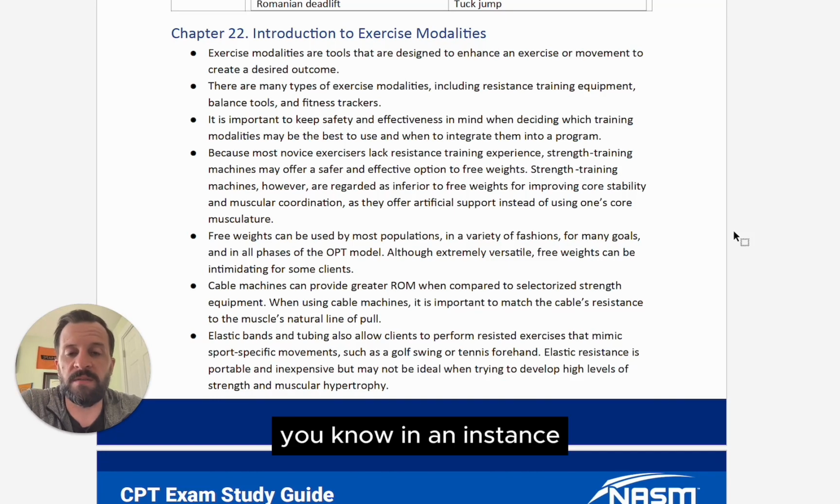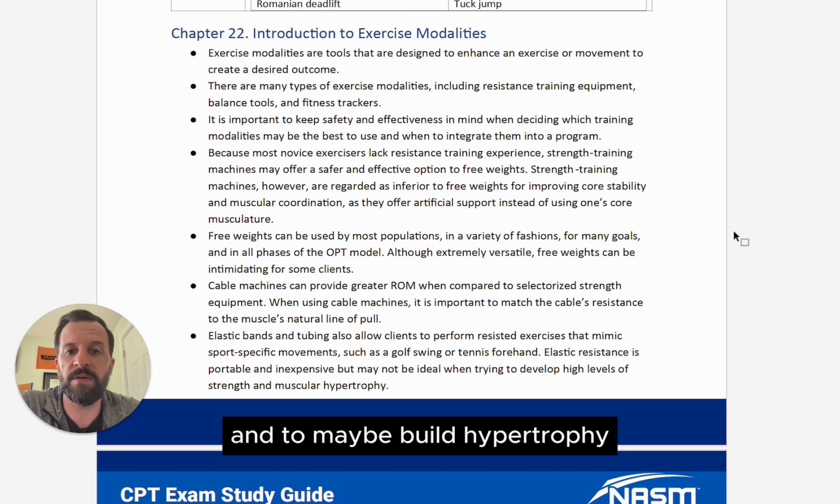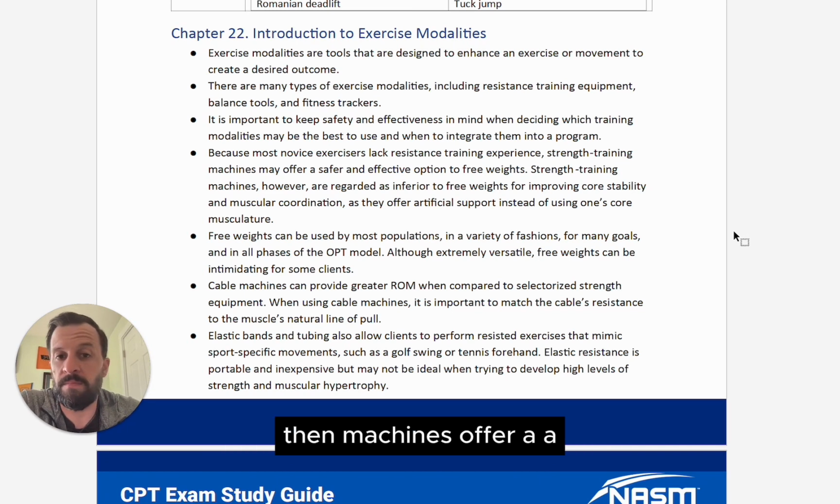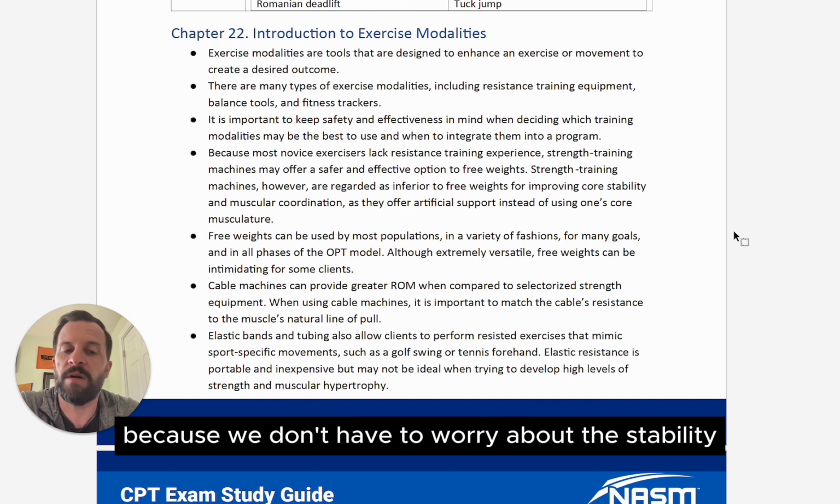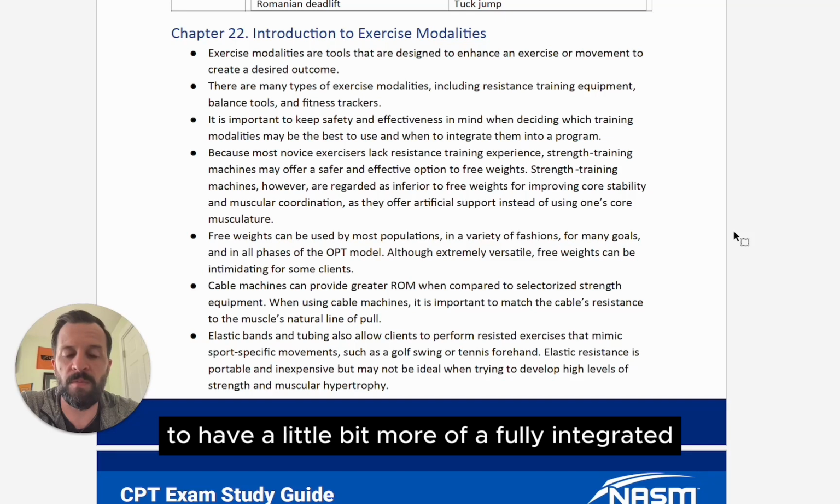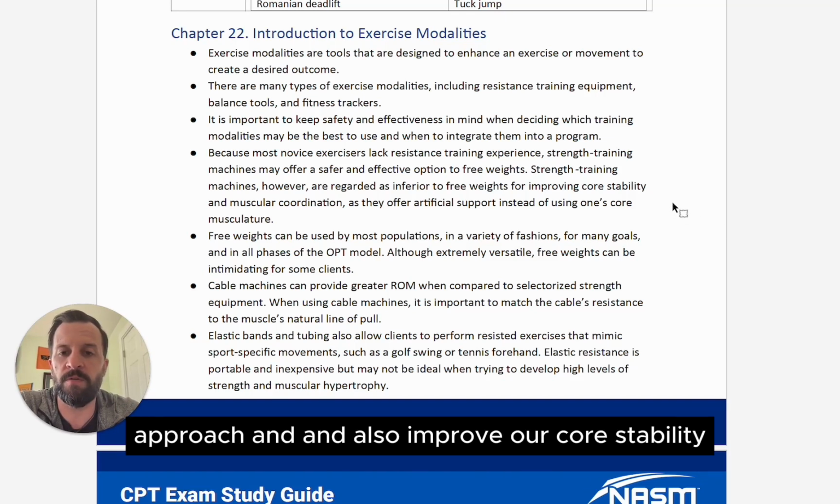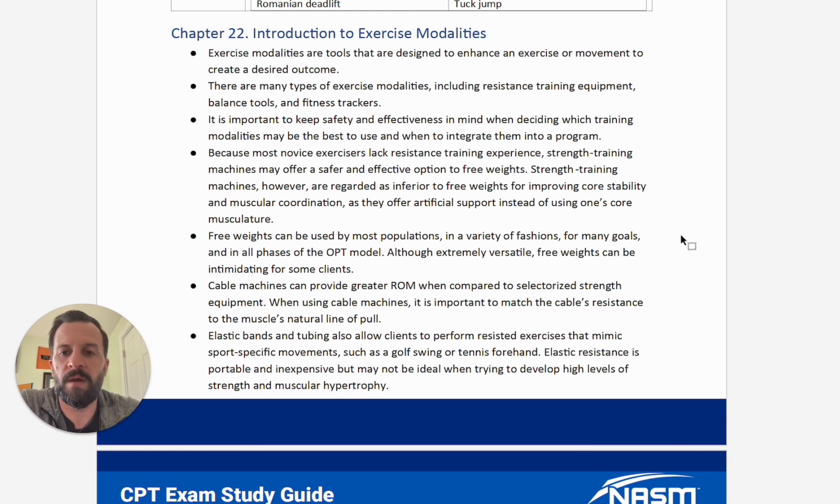In an instance where our goal is strictly to build strength and to maybe build hypertrophy, then machines offer a benefit because we don't have to worry about the stability. Whereas if our goal is to have a little bit more of a fully integrated approach and also improve our core stability and muscular coordination, then free weights may be better.